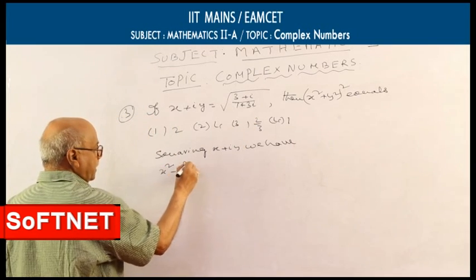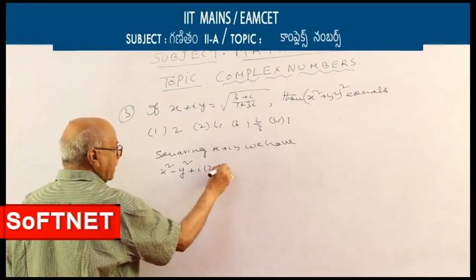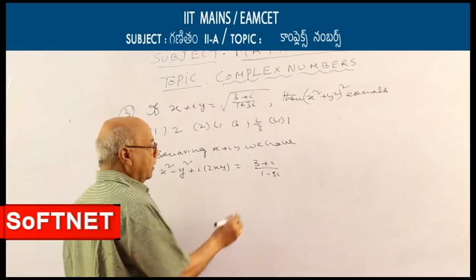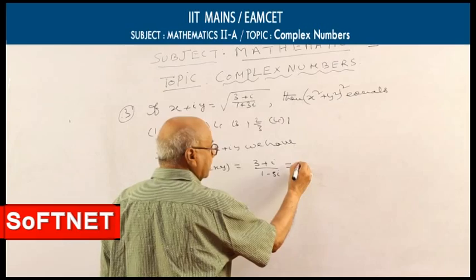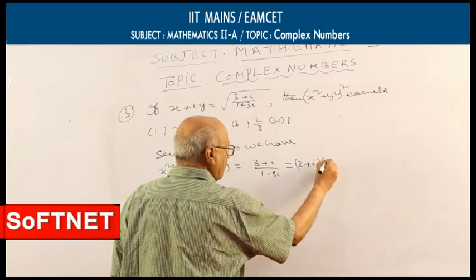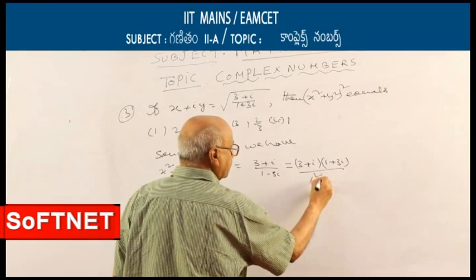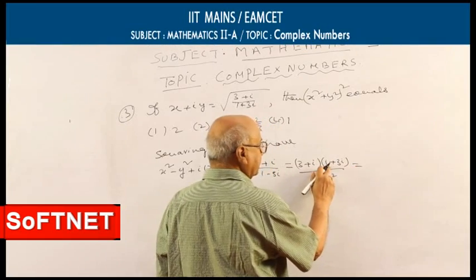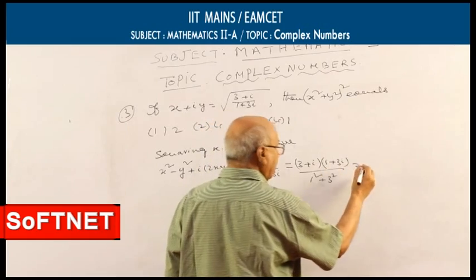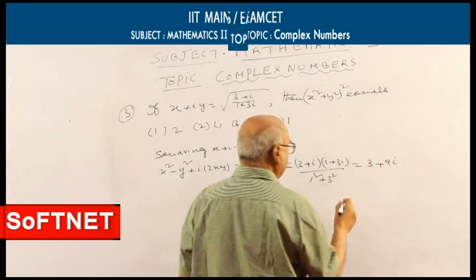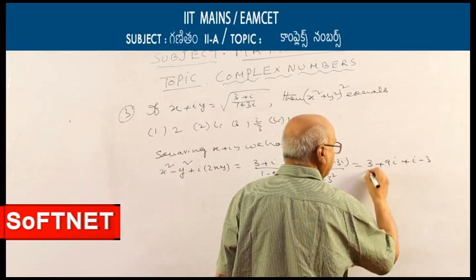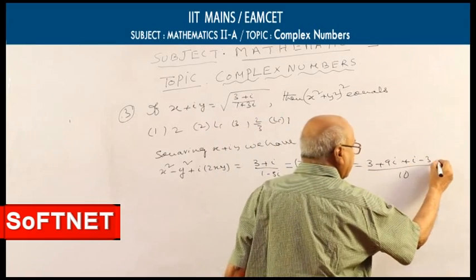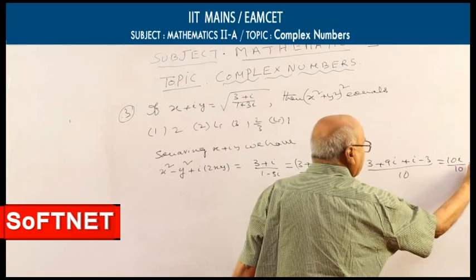x square minus y square plus i into 2xy is equal to (3 plus i) by (1 minus 3i). So now you know how to rationalize the denominator. So (3 plus i) into (1 plus 3i) by 1 square plus 3 square. So this is 3 into 1, 3, minus 3, 3i into i, or I will write 3 plus 9i plus i minus 3 by 10. So now plus 3 minus 3 will cancel. So this is simply 10i by 10, which is equal to i.